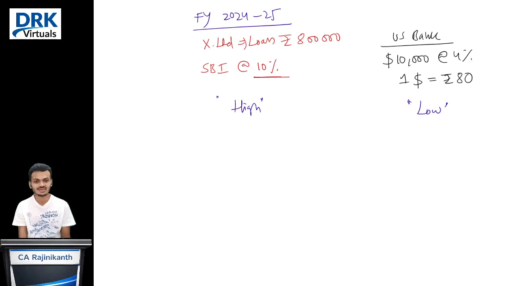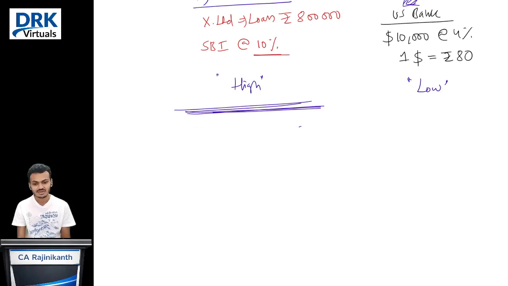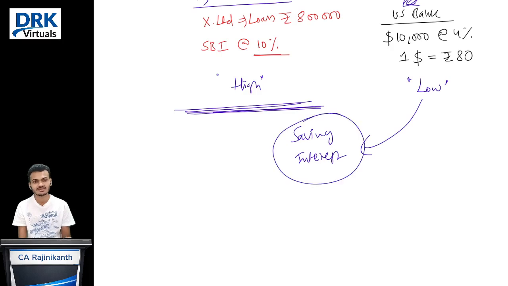In other words, I can say that because we are getting a loan from the US bank, we are avoiding this high interest cost. Correct? In other words, I can say that we are saving interest. We are saving interest by getting a loan from the US bank.